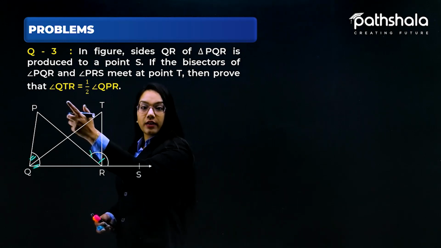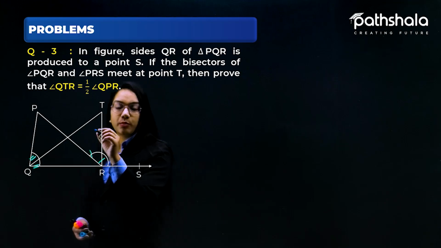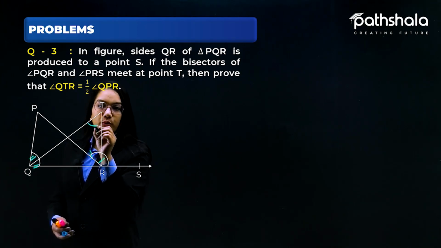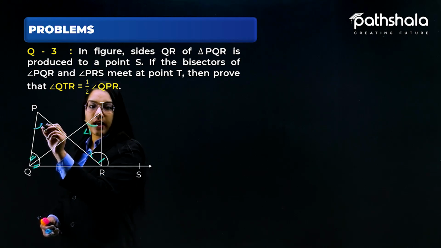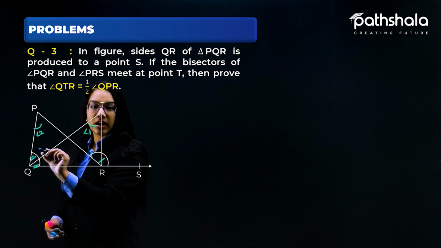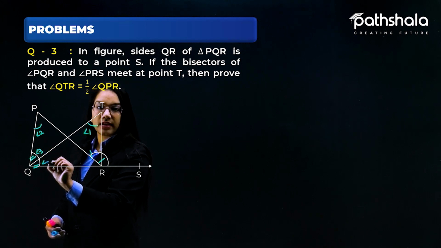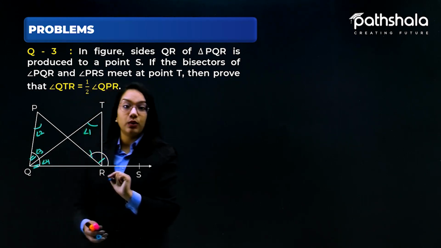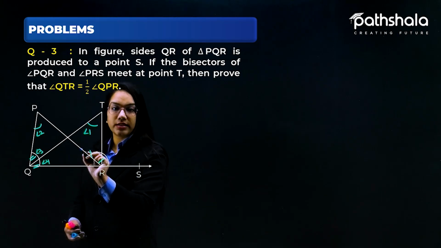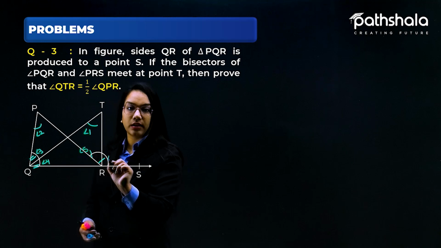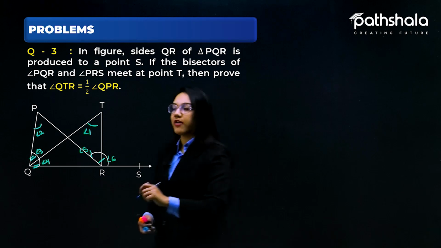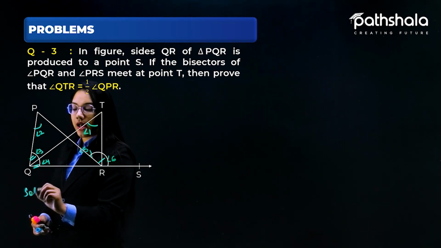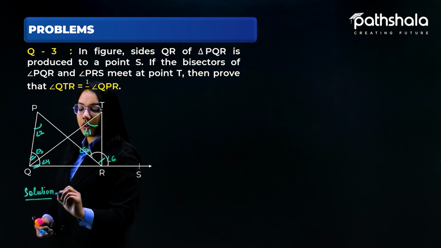First of all, we have to prove that the angle QTR is half of QPR. Let us suppose I take this as angle 1, this angle as angle 2, this angle as angle 3, and this angle as angle 4, since we know that angle 3 is equal to angle 4. Further, I am taking this angle as angle 5 and this angle as angle 6. So let's start with the solution.